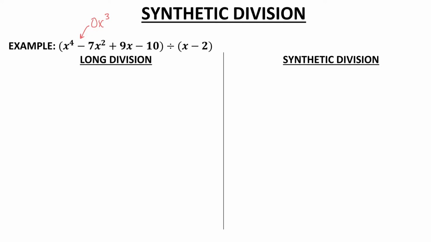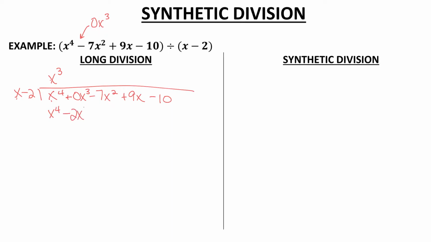So we're going to take x minus 2, and we're going to divide it into x to the fourth plus 0x to the third minus 7x squared plus 9x minus 10. To start off, you just want to look at that first term. So x can go into x to the fourth, x to the third times. And then we're going to multiply. X to the third times x gives us x to the fourth, and x to the third times a negative 2 is negative 2x to the third.